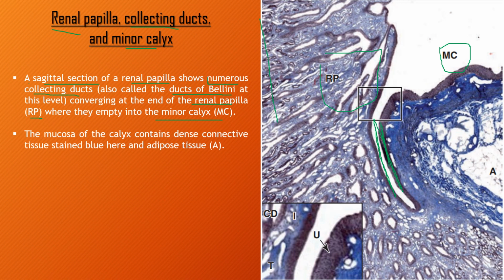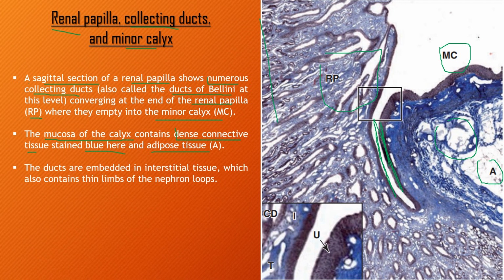The mucosa of the calyx contains dense connective tissue, stained blue here, and adipose tissue. As you can see, this is the adipose tissue, and this, which is showing the blue, is the dense connective tissue. The ducts are embedded in interstitial tissue, which also contains thin limbs of the loop of Henle.